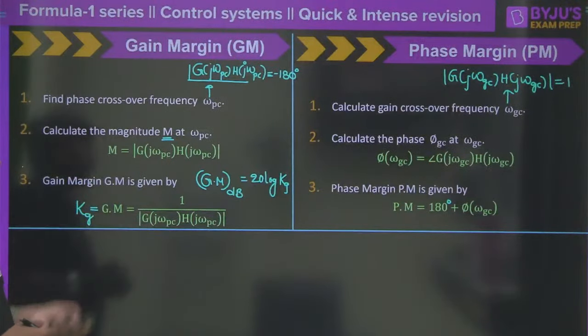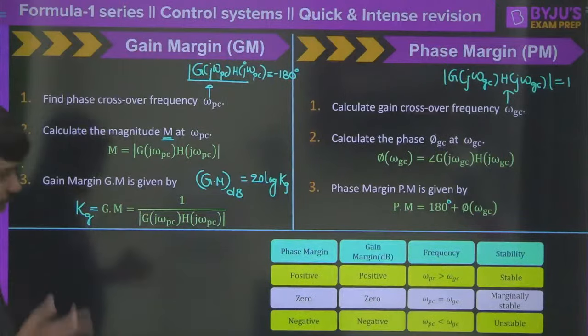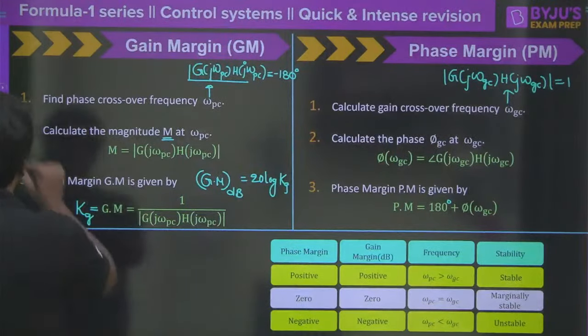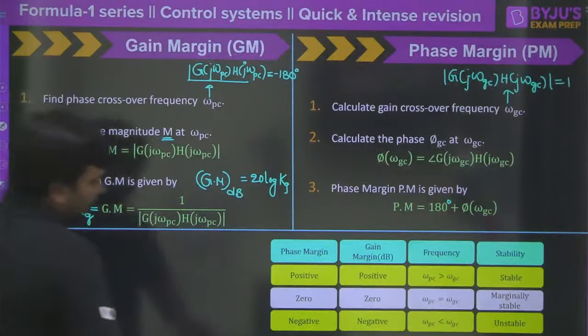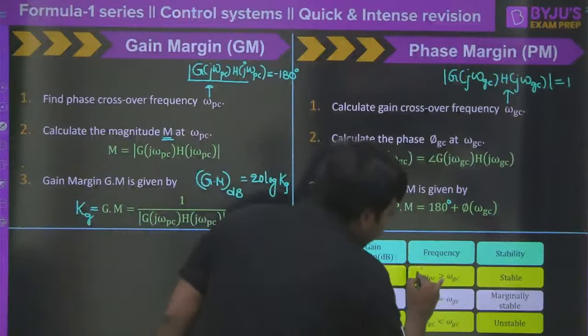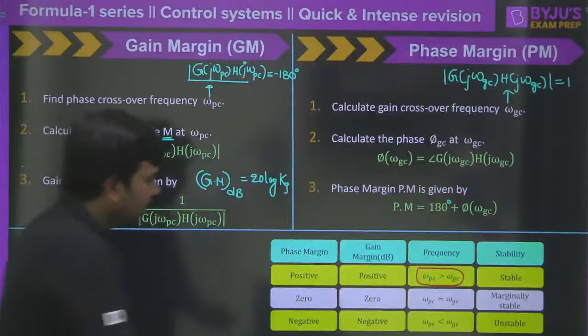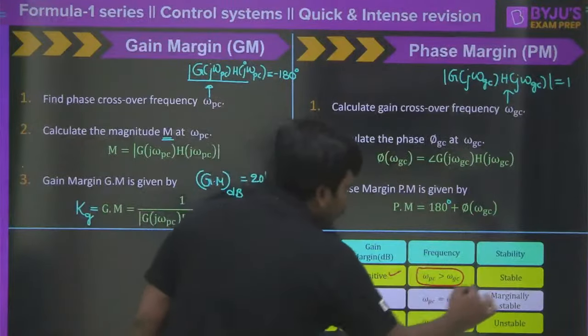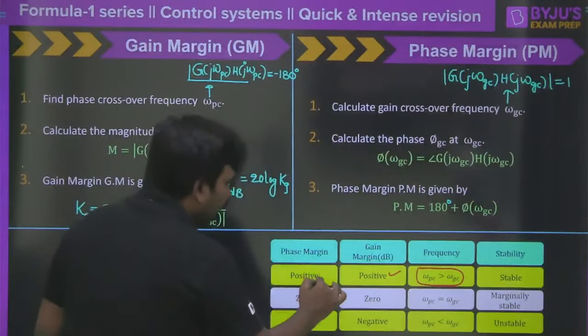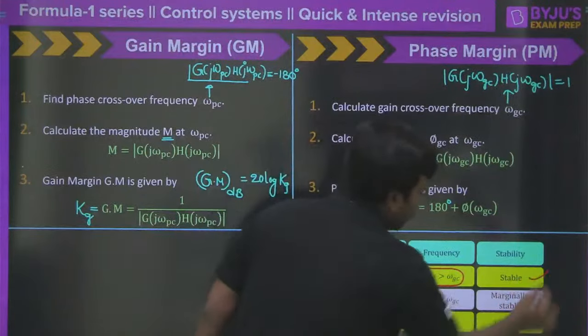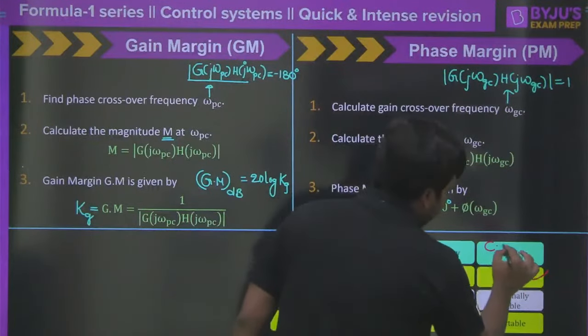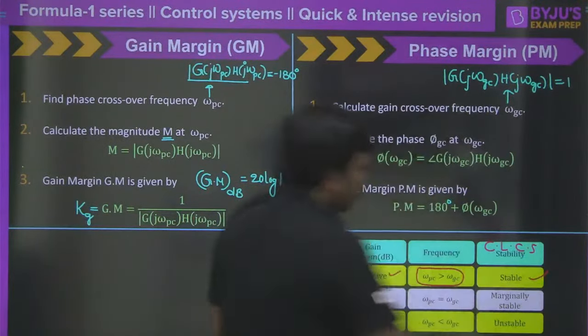And how do we find the stability from here? Simple. The stability analysis can be done like this. Look at that. In case omega PC is more than omega GC, then the gain margin is positive, the phase margin is going to be positive, and the system is going to be stable. Which system? This is a closed loop system. CLCS means closed loop control system.